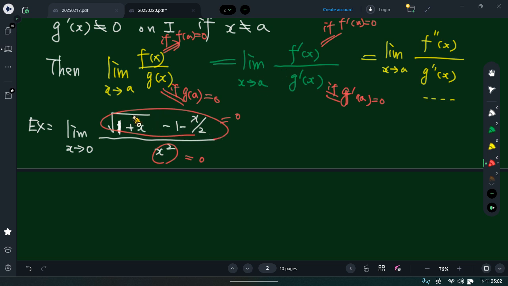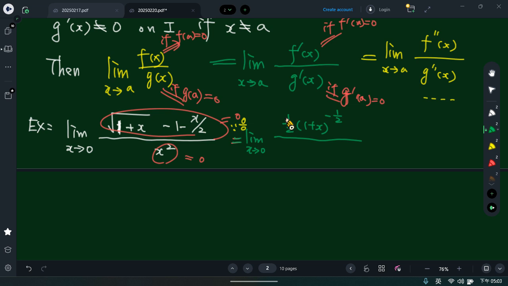0 over 0. So you can follow this. Try to differentiate f of x. Try to differentiate g of x. Then you can get f prime of x and also g prime of x. So we can try to get the limit, because it is 0 over 0, right? So we can differentiate both functions so that we have 1/2 times 1 plus x to the power of negative 1/2.